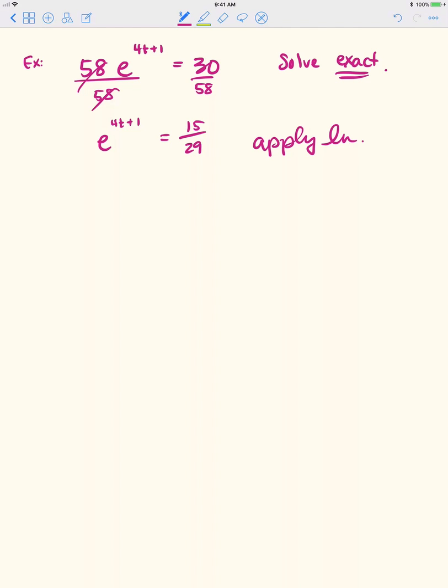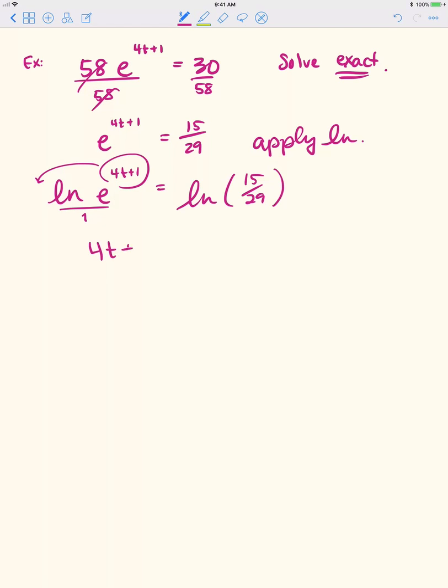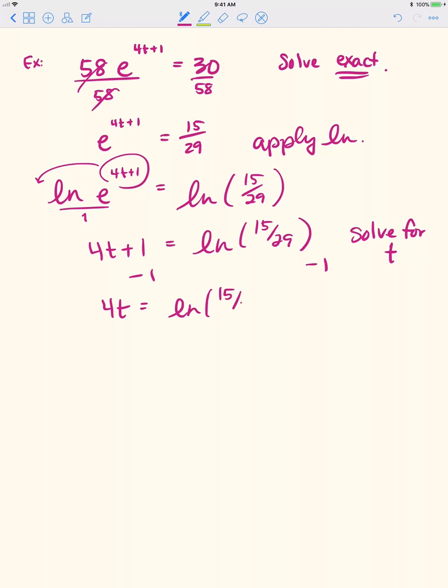We'll apply natural logs here. So we'll do the natural log of e to the 4t plus 1 is the natural log of the fraction 15 over 29. Same thing again, when you do natural log of e, that portion's 1. You're left with just 4t plus 1 equals the natural log of 15 over 29. You're solving for t. Currently, t has a 4 multiplied by it and then a 1 added to it, so we need to subtract away the 1. And we get 4t equals natural log 15 over 29, subtract 1.